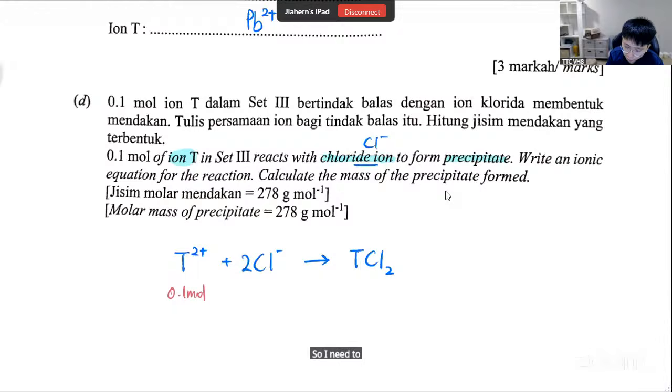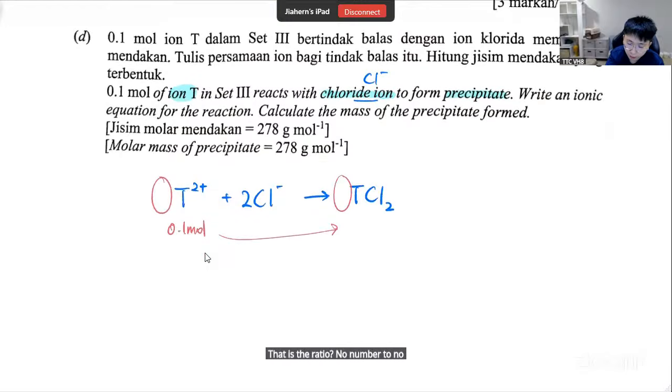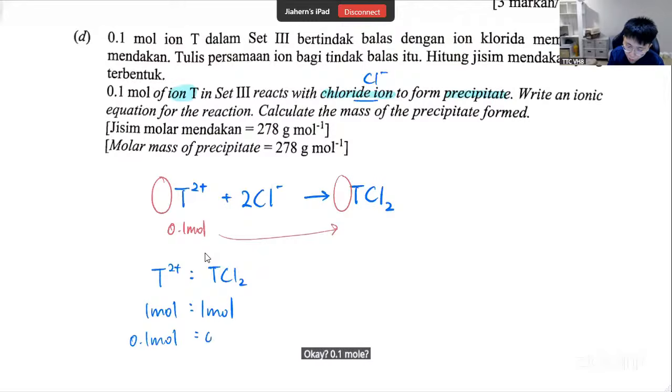So I need to convert the mole to TCl2 first. But what is the ratio? No number to no number, so what can we do? T2+ ratio to TCl2 is 1 mole to 1 mole. Then 0.1 mole gets you 0.1 mole also. So the number of mole of TCl2 is also 0.1 mole.